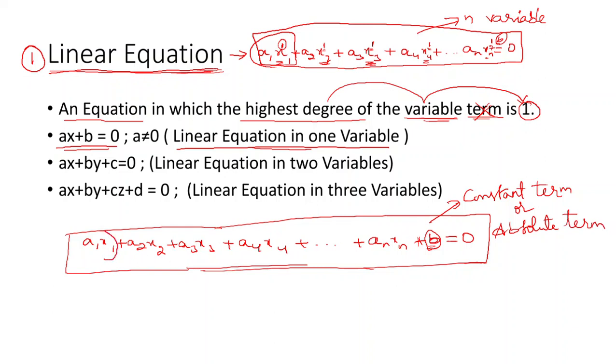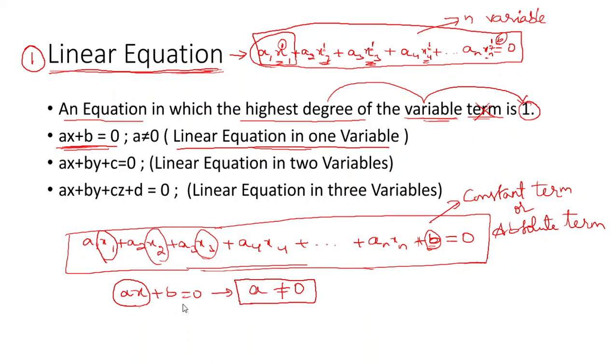So x1 is a variable, x2 is a variable, x3 is a variable. So we have n variables. But if we take an equation in one variable, then it looks like this: ax plus b is equal to 0. And here a should not be equal to 0. Because if a becomes 0, then the whole x term becomes 0, so we will have b is equal to 0, which is not a linear equation.